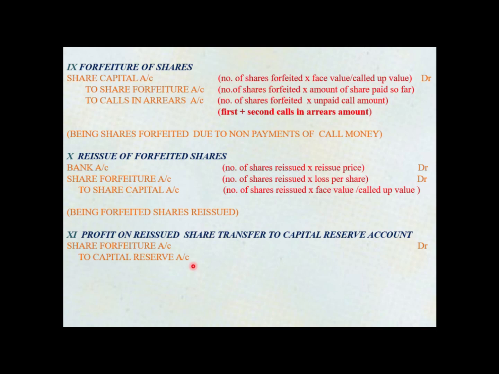Students, here, if all the forfeited shares are reissued, then the amount in capital reserve will be the difference of share forfeiture account on the credit side of our ninth entry and share forfeiture account debit side of our 10th entry. In short, the balance in share forfeiture account is transferred to capital reserve account. Narration: being profit on reissued shares transferred to capital reserve account.